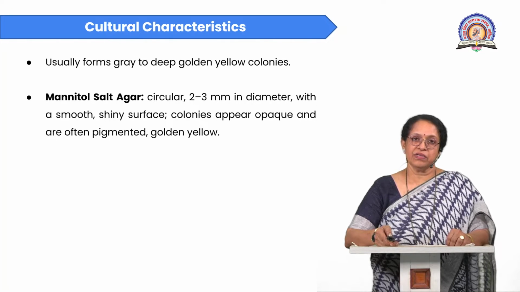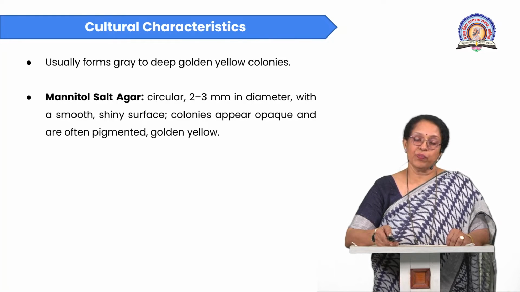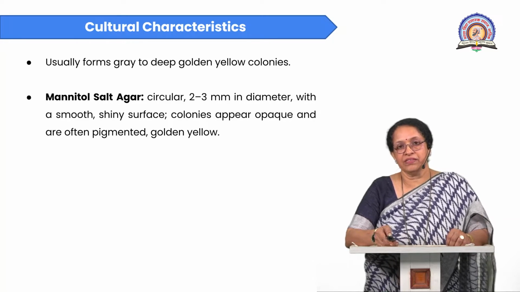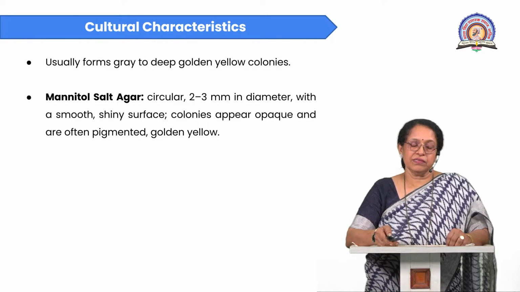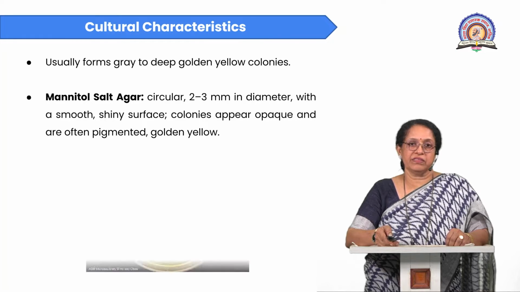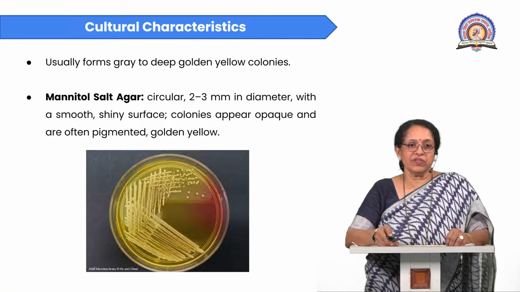They are circular on mannitol salt agar, 2 to 3 mm in diameter, with a very smooth, shiny surface. Some are opaque colonies, and the pigment produced by the microorganism is non-diffusible. That is, the color of the colonies is because of a pigment that is unable to penetrate the nutrient medium beneath it. You can see the growth of the organism on mannitol salt agar.